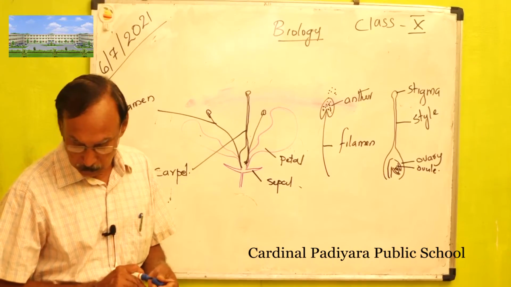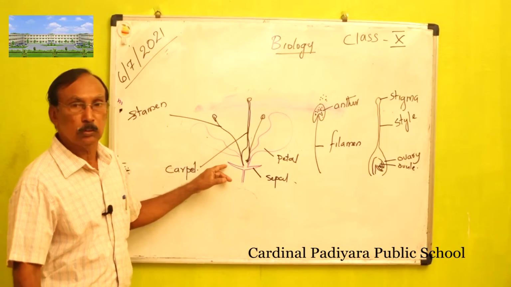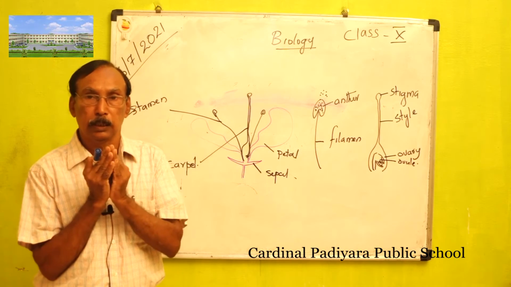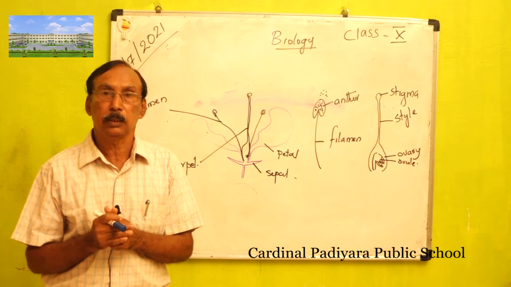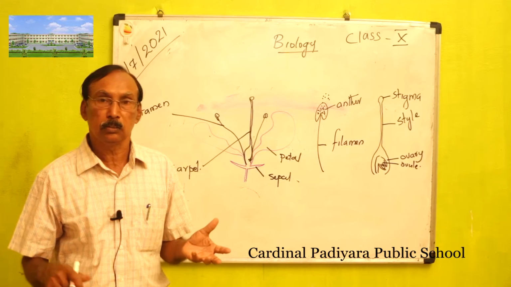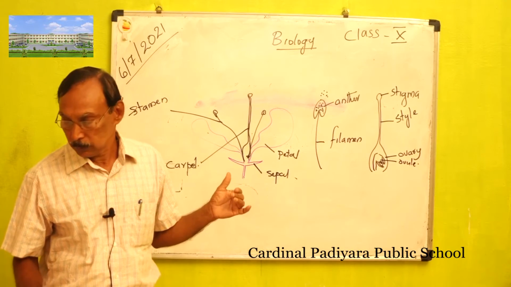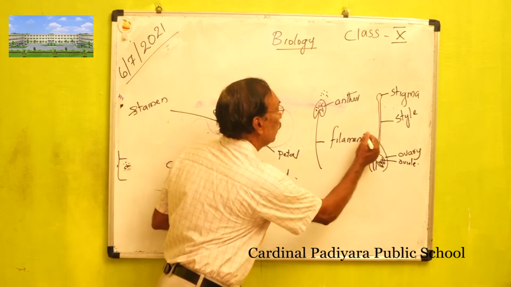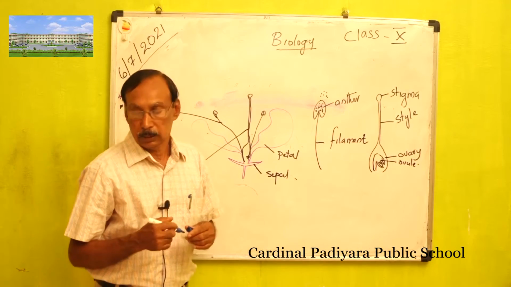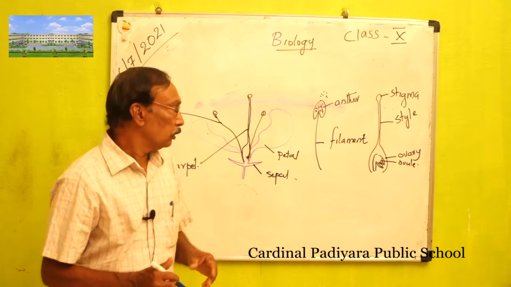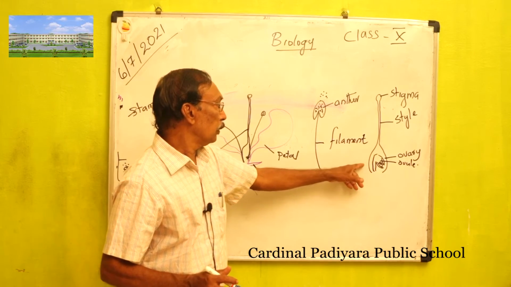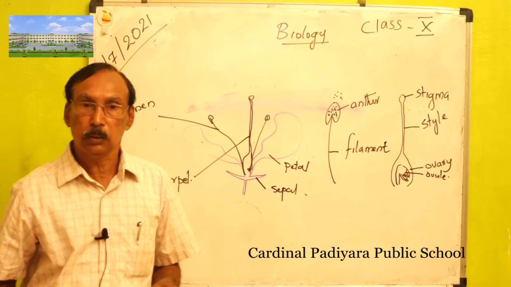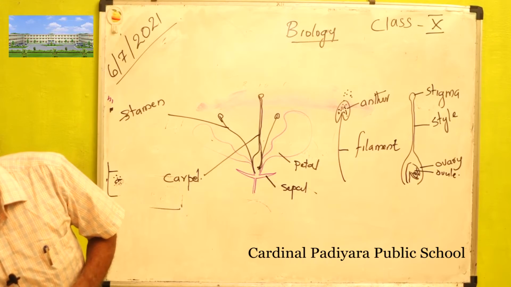So how does fertilization take place in a plant? You can see the flower once again: sepal, petal. The sepal's function is to protect the flower when it is in bud condition. Petals are usually colored, and their function is to attract insects to transfer the pollen grains. The stamen is made up of filament and anther, and the anther produces the pollen grains. Then the carpel is made up of three parts: stigma, style, and ovary. Inside the ovary, the ovule is there, which contains the female gamete.